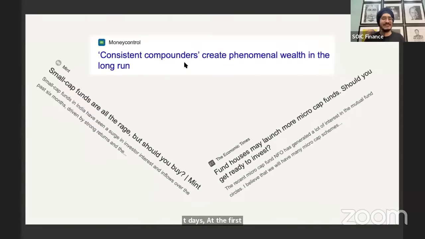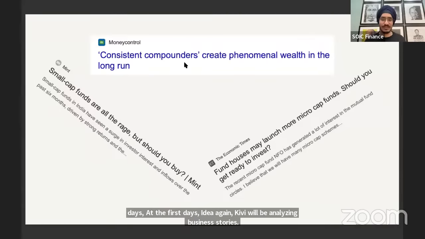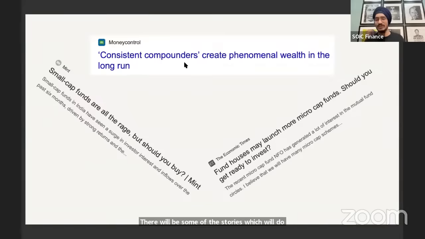आइडिया क्या है कि वी विल बी एनालाइजिंग बिजनेस स्टोरीज. There will be some of the stories which will do fantastically well over 3 4 years. There will be some of the stories which might not do so well.